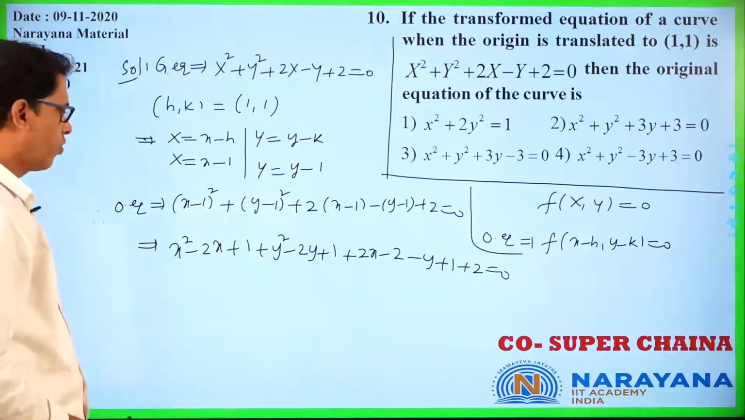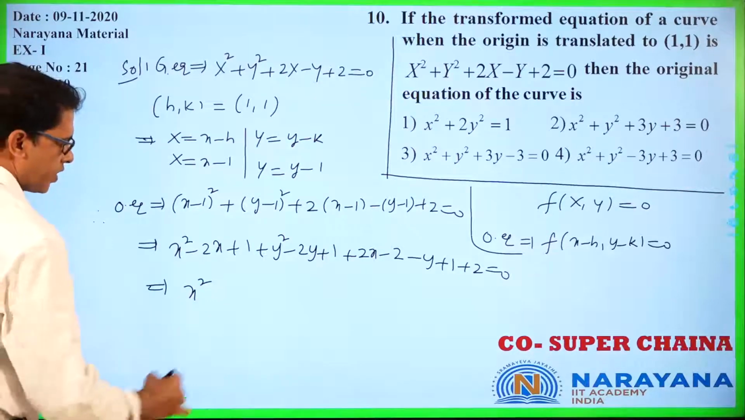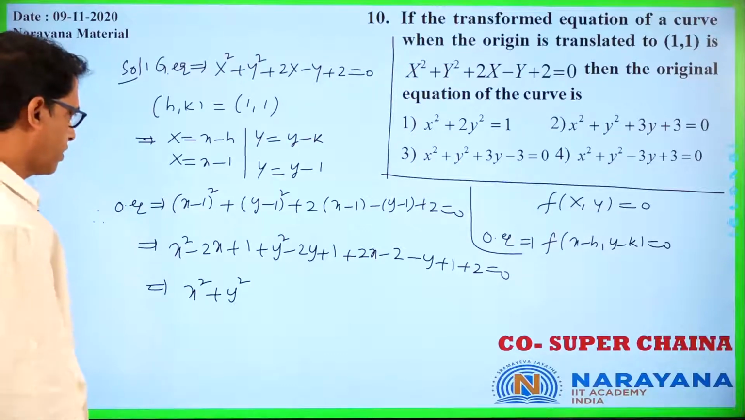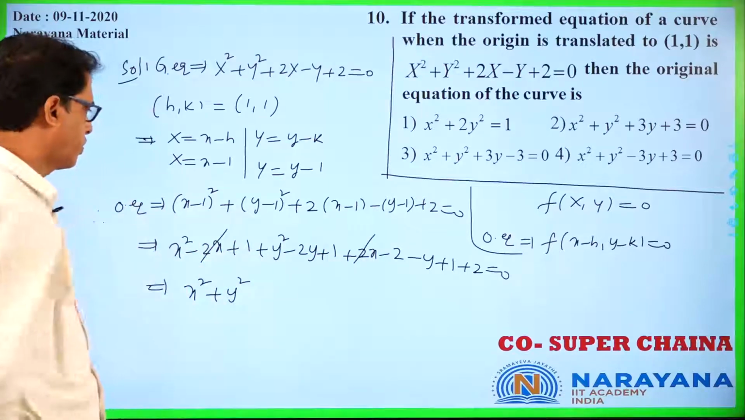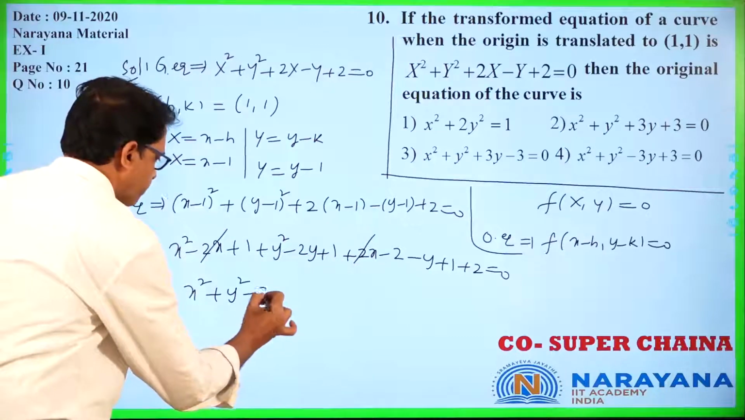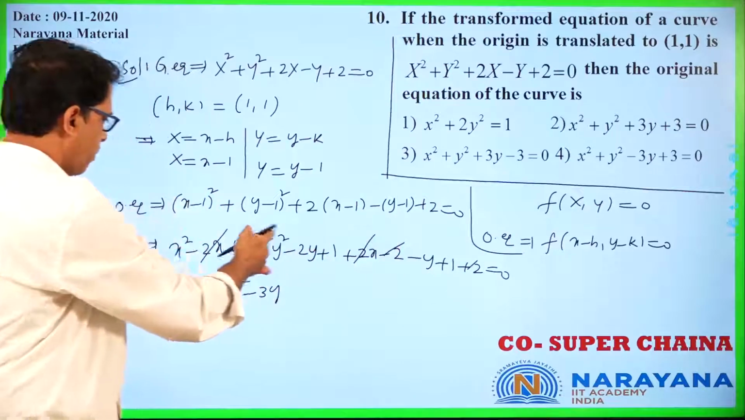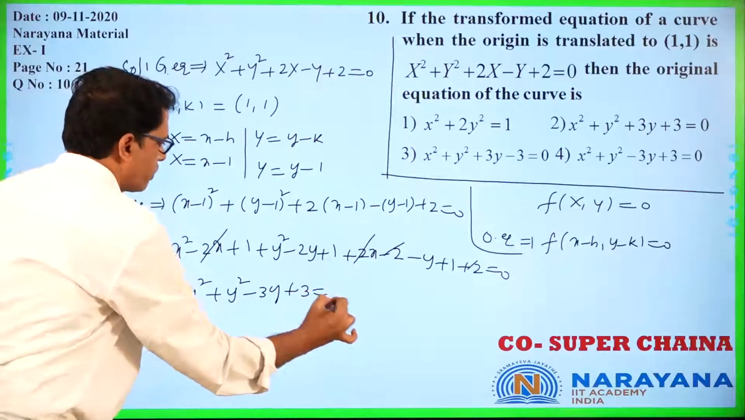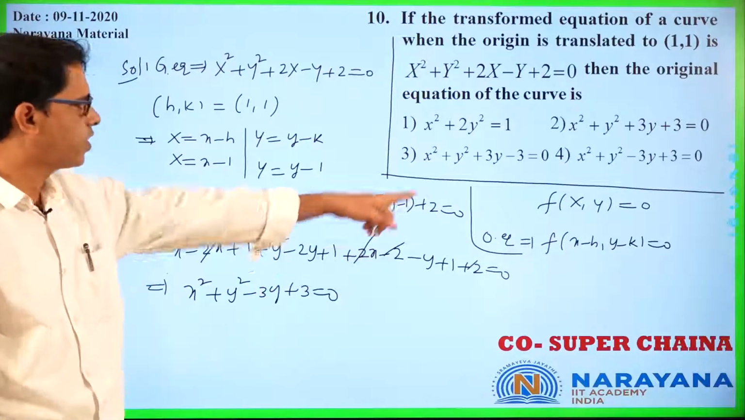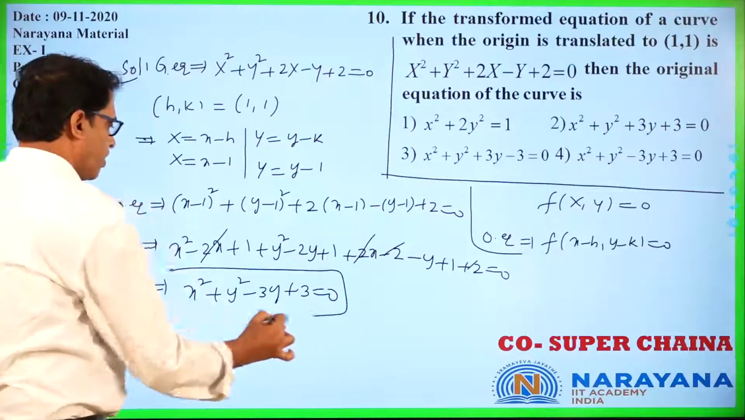Now put in order. First the x square term, then the y square term, then the x term: 2x cancels out. Then the y term: minus 2y minus y is minus 3y. The 2 also cancels out, and we are left with 1 plus 1 plus 1 plus 3... so 3 equals 0. So x square plus y square minus 3y plus 3 equals 0. Option 4. Okay? So this is the original equation.